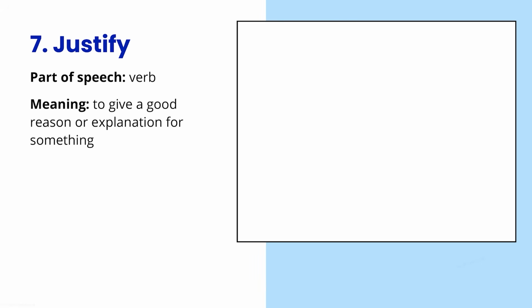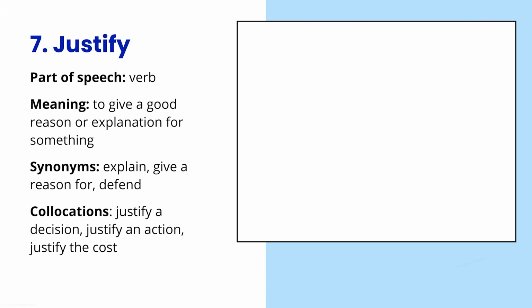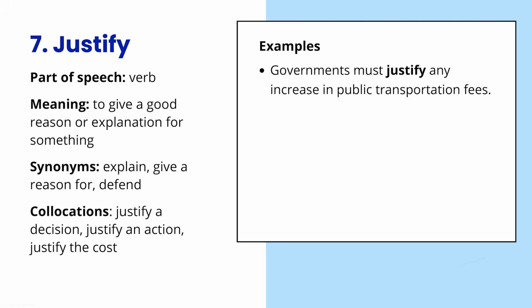Let's move on to 7 now, which is justify. Justify is a verb, and it means to give a good reason or explanation for something. Some synonyms are explain, give a reason for, or defend. Collocations: justify a decision. So this means you explain your reasons for your decision. Justify an action, same thing. Justify the cost. Here are some examples.